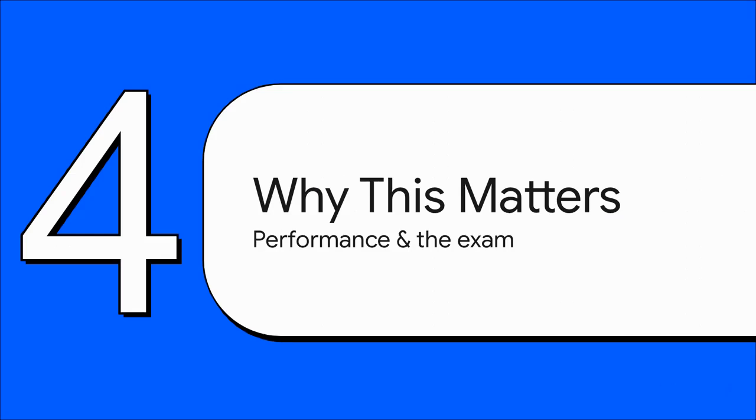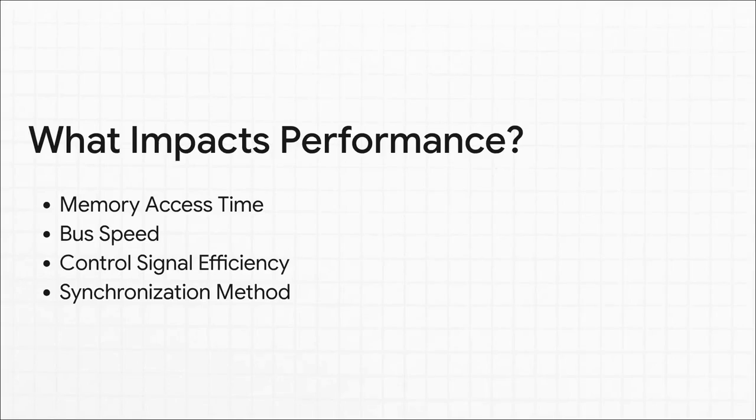Okay, we've gone pretty deep into the technical side of things, but why does any of this really matter? It matters because this fundamental process is what dictates your computer's overall performance. It's why your apps launch fast or why your games run smoothly. And hey, for any students watching, you can bet this stuff is going to be on the final exam. So if there's one thing you take away from this, it's that system speed isn't just about having a fast CPU. It's about the whole package. It's how quickly the memory can respond, how fast that data bus is, how efficient those control signals are, and which synchronization method is being used. All these tiny details have to work together perfectly.